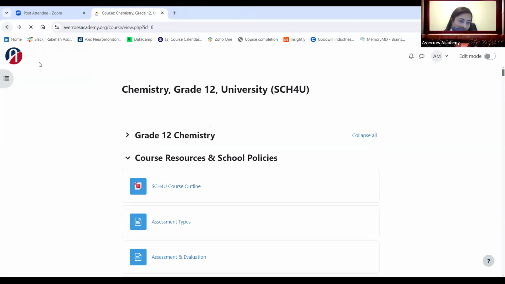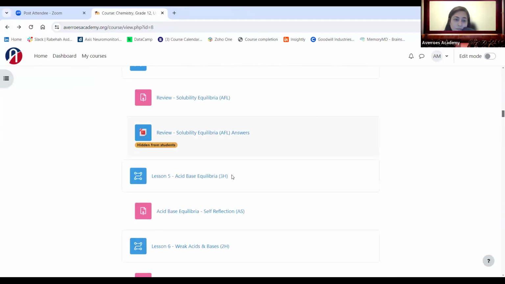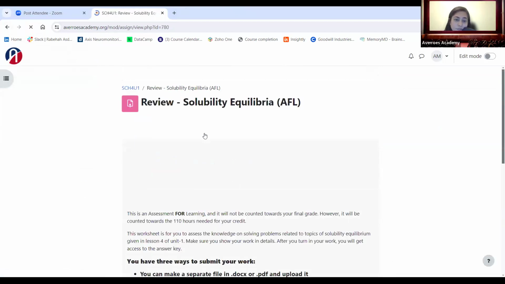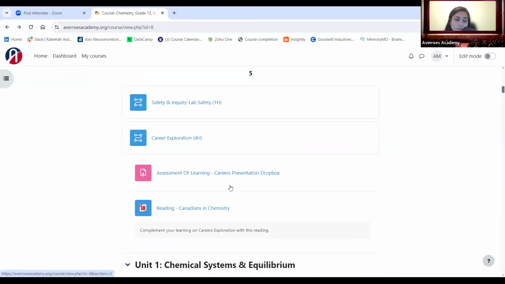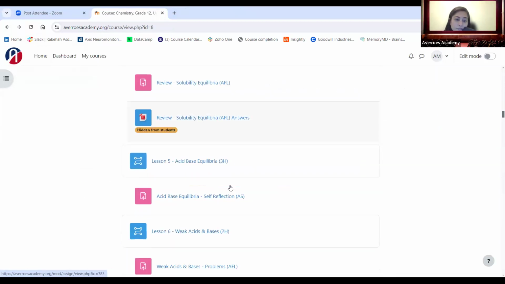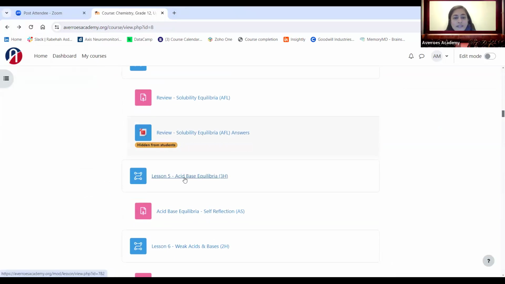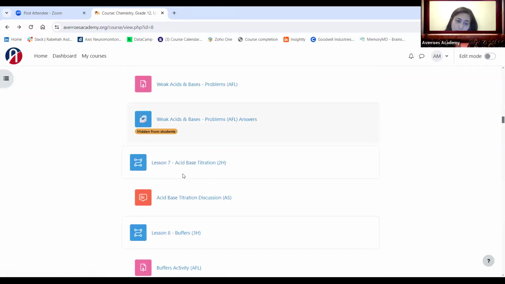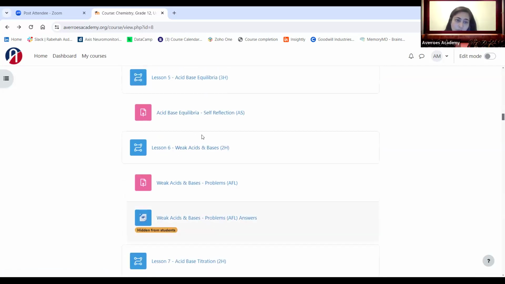Now let's go ahead and do lesson 5 as well, since we have some time. In that way we should be done with equilibrium, the different types of equilibriums.